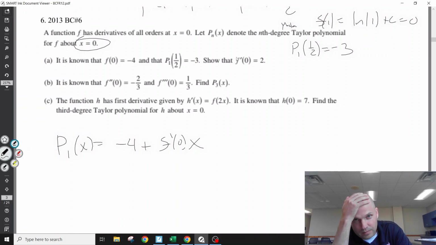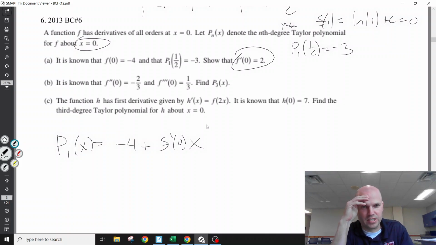Now, you can't just plug this in and say, look, it works. It's like a fallacy in mathematics to plug something in and say, oh, since this works, then it must be true. This is what you start with. You know this.